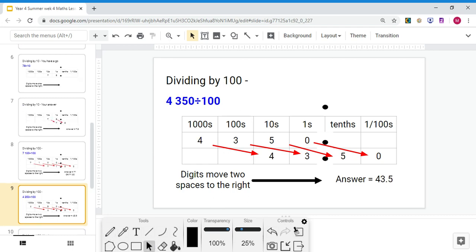Next we have 4,350 divided by 100. As I said, because you're dividing by 100, the digits move two spaces to the right. The 4, which was in the thousands column, now moves to the tens. The 3, which is in the hundreds column, moves to the ones. The 5, which is in the tens column, moves across. So the answer is 43.5. You can say 43.50, but there's no need for that.